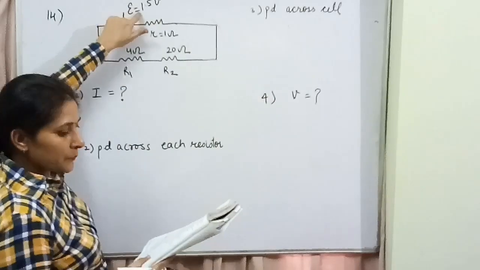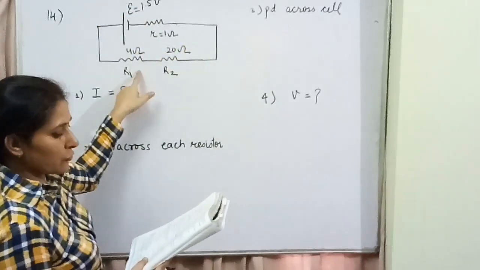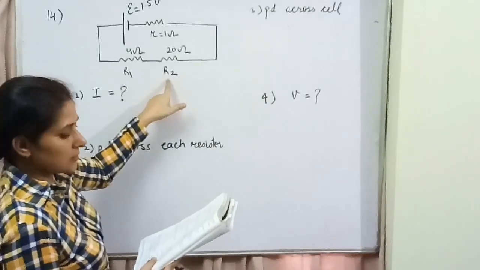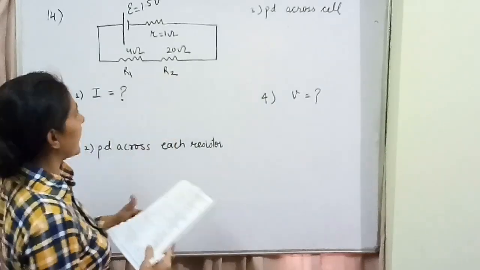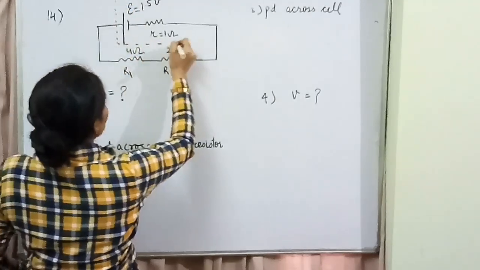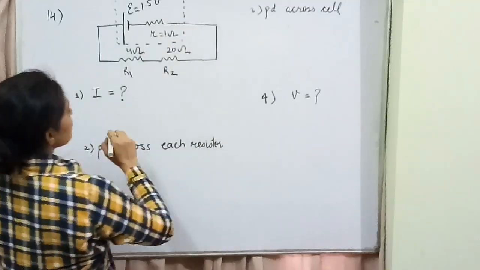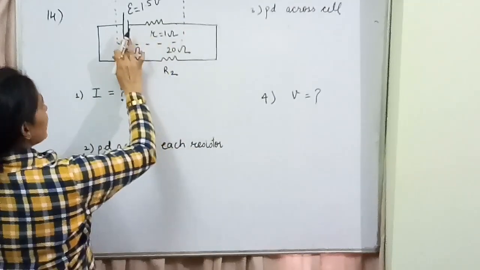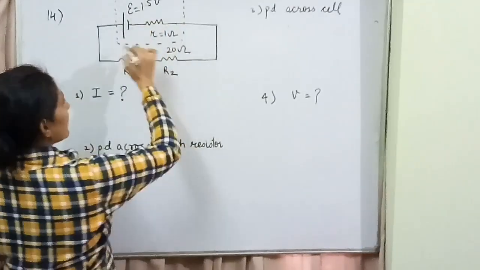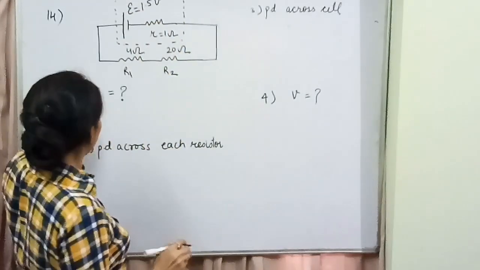EMF 1.5 volt, internal resistance 1 ohm is connected to the resistor of 4 ohm and 20 ohm in series. These two are connected in series, draw a circuit diagram. This is the circuit diagram, you can draw this in dotted form because we are talking about a cell having internal resistance, so when we are talking about a cell with internal resistance we are enclosing them in a dotted box.